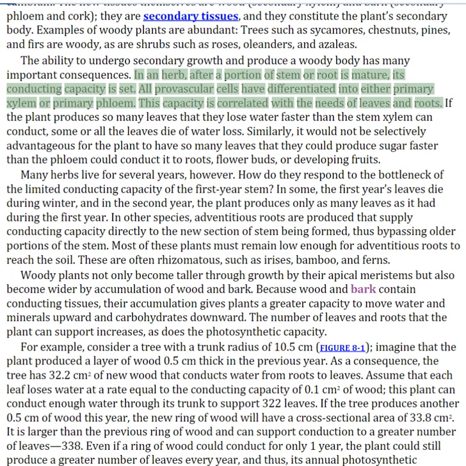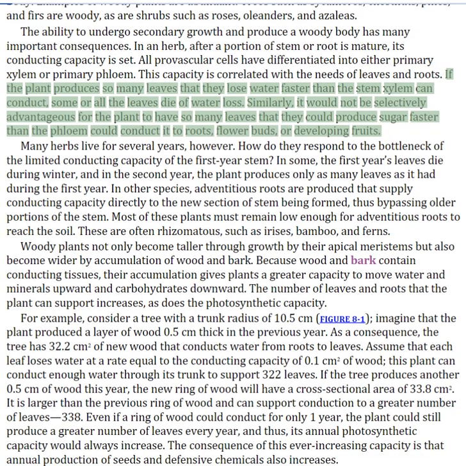In an herb, after a portion of stem or root is mature, its conducting capacity is set. All provascular cells have differentiated into either primary xylem or primary phloem. This capacity is correlated with the needs of leaves and roots. If the plant produces so many leaves that they lose water faster than the stem xylem can conduct, some or all the leaves die of water loss.